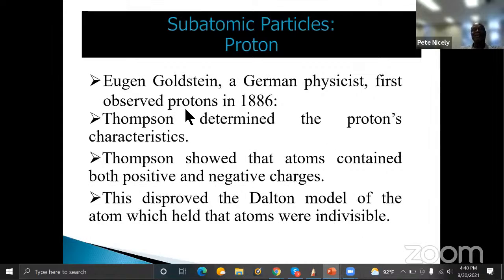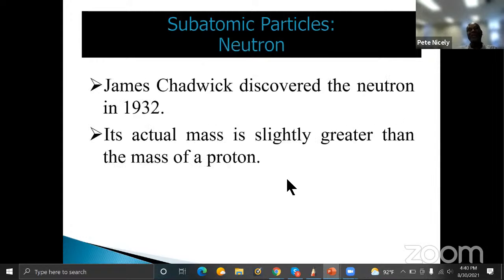Because based on the experiments done by Crookes, by Goldstein, and by Thomson, we have now come to the conclusion that atoms consist of smaller particles, which are positive and negative in nature. And in actual fact, it was discovered that the number of positive and negative particles are the same in order for the atom to be totally neutral, all right?